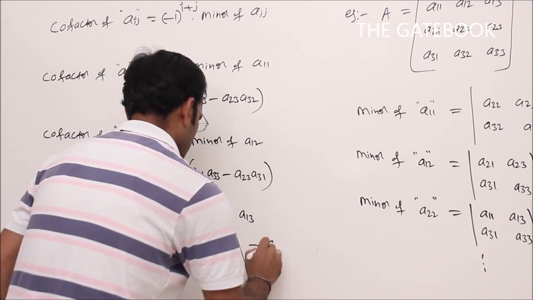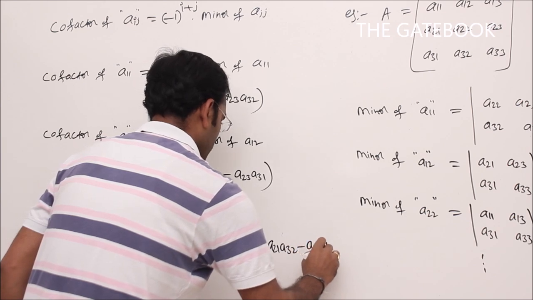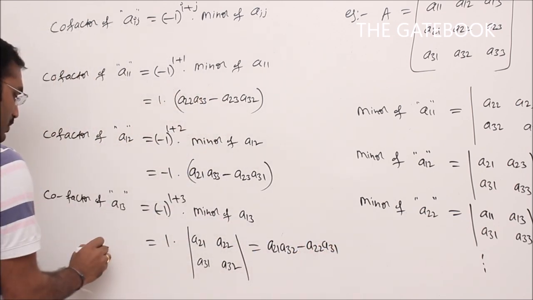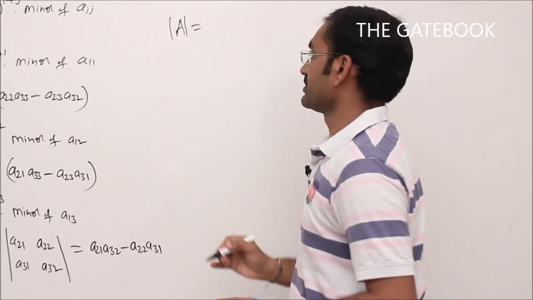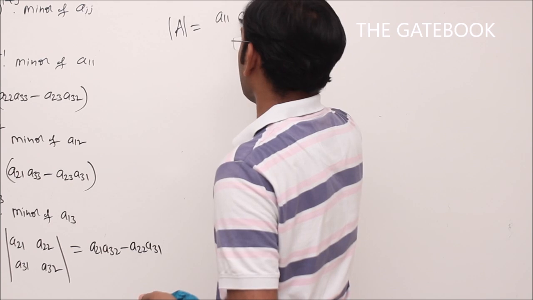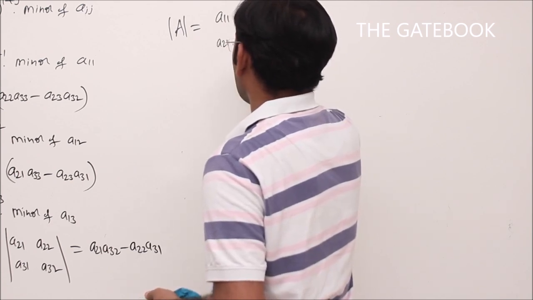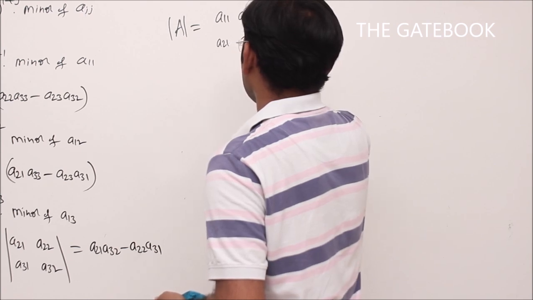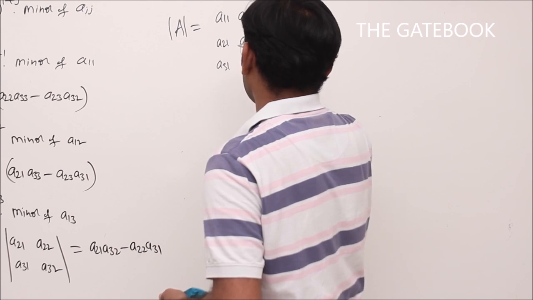The determinant of the square submatrix is A21 A32 minus A22 A31, and so on. Like that, you can find the cofactors of elements. Take the 3 by 3 matrix with elements A11, A12, A13, A21, A22, A23, A31, A32, A33.